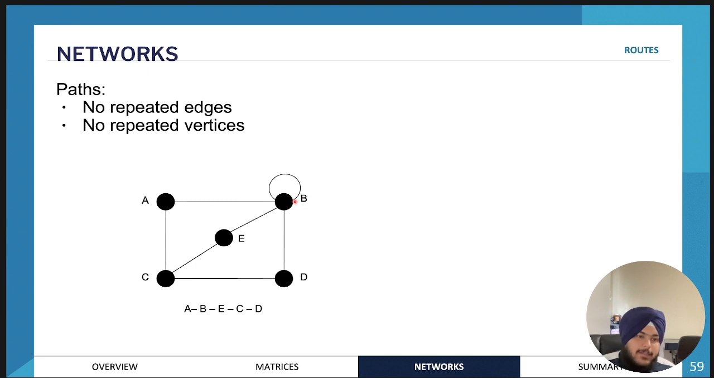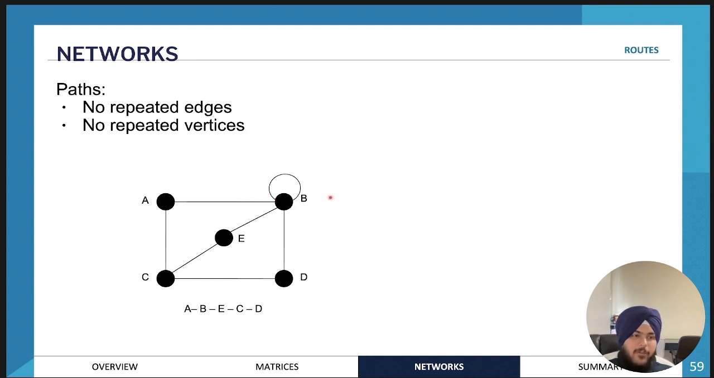Next, we have paths. So a path is one in which you don't repeat any edges and you don't repeat any vertices. So for example, A, B, E, C, D. So you're not repeating any edges and you're not repeating any vertices.